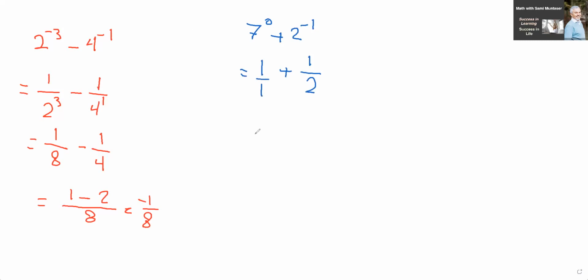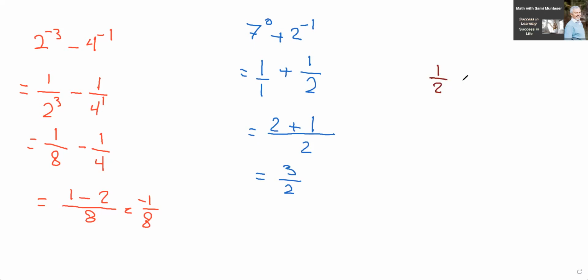1, you remember, it's 1 over 1. So we do a common denominator, which is 2. 2 divided by 1 is 2. 2 times 1 is 2. Plus 2 divided by 2 is 1. 1 times 1 is 1. And we get 3 over 2. Now we're going to do two more, as a matter of fact.